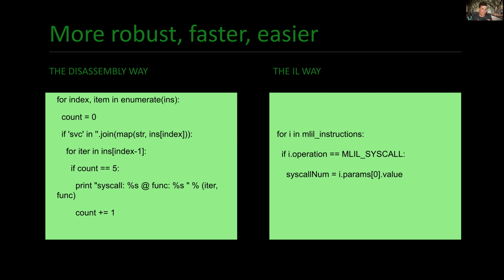And he said, what do you mean? And we said, well, consider this instead. Just iterate over all the IL. If the operation of the IL is a syscall operation, you're now just comparing a type. And first of all, it's also faster, because otherwise you're doing string compares.